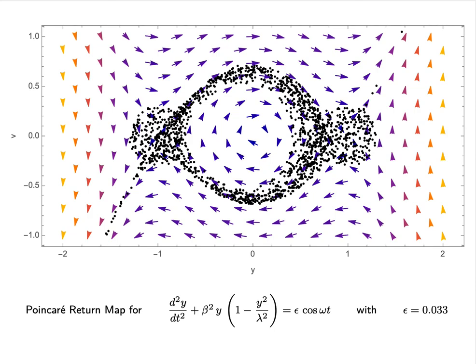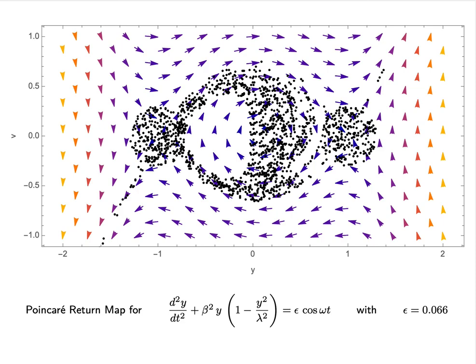Now let's increase the forcing amplitude just a little bit. Now our amplitude epsilon is 0.033. You can see here that even though we're starting somewhere near the two saddle points, as the solution increases over time, it's no longer sitting around the center point. It seems to be a little bit diffuse around different points here in the region. Let's increase our forcing amplitude even more. Now epsilon is equal to 0.066. Again, you can see how the points seem to be almost scattered all around the graph.